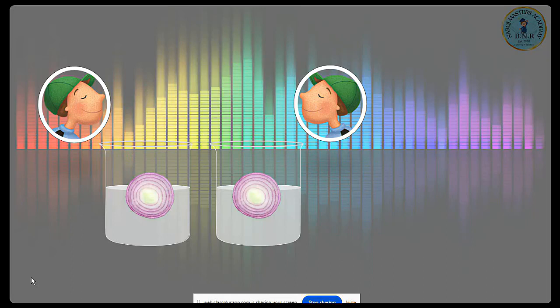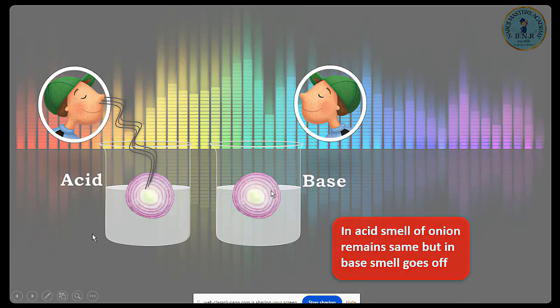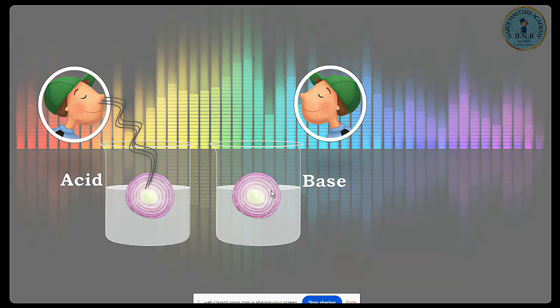So the onion loses its odor in basic solution; in acidic solution the smell remains as it is. It means it is an acidic solution. Whereas in basic solution, the smell goes off. In acid, the smell of onion remains the same, but in base, the smell goes off. Is it clear?